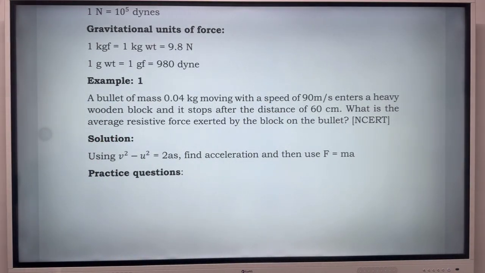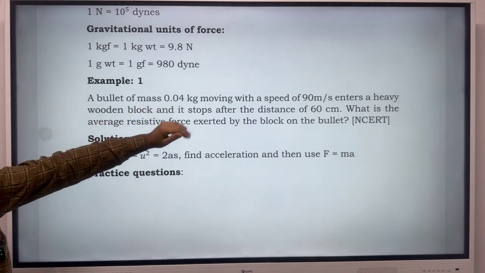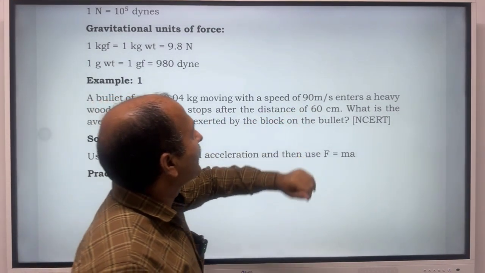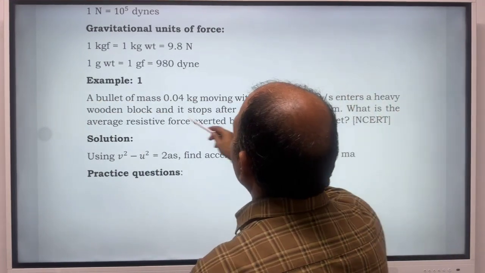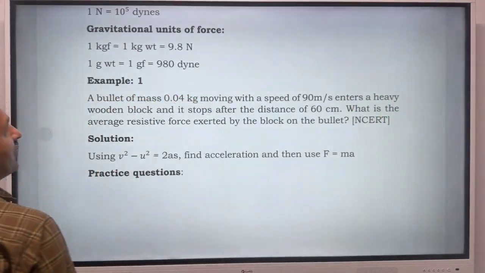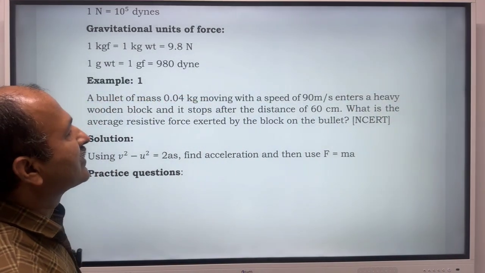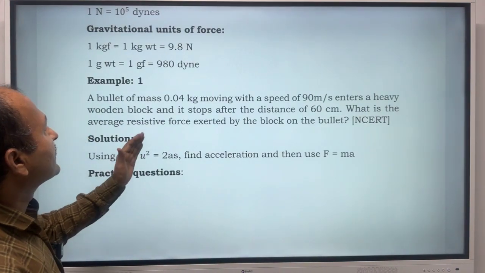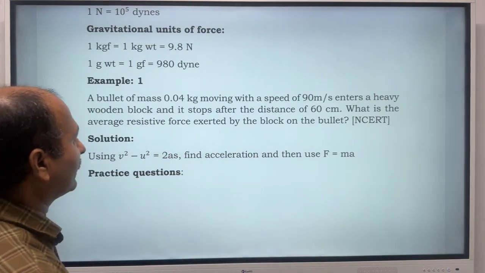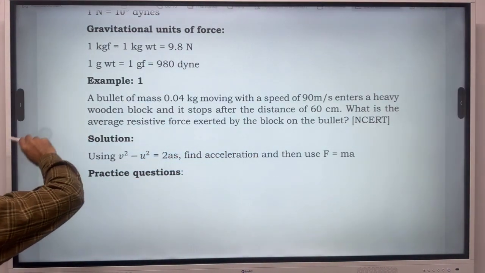Now, here is one question for you. A bullet of mass 0.04 kg moving with a speed of 90 meter per second enters a heavy wooden block and stops after a distance of 60 centimeter. What is the average resistive force exerted by the block on the bullet? So let's evaluate.